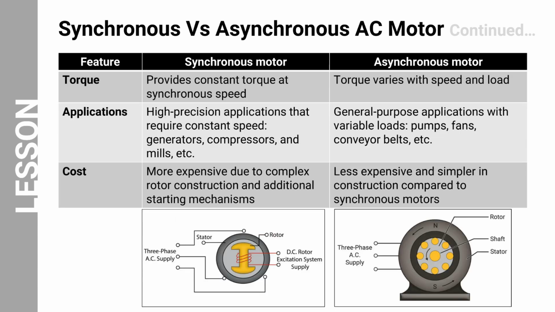Synchronous motors provide constant torque at synchronous speed. They are used in high-precision applications that require constant speed, such as generators, compressors, and mills. However, synchronous motors are more expensive due to their complex rotor construction and additional starting mechanisms. On the other hand, the torque of asynchronous motors varies with speed and load. They are commonly used in general-purpose applications with variable loads, such as pumps, fans, and conveyor belts. Asynchronous motors are less expensive and simpler in construction compared to synchronous motors.